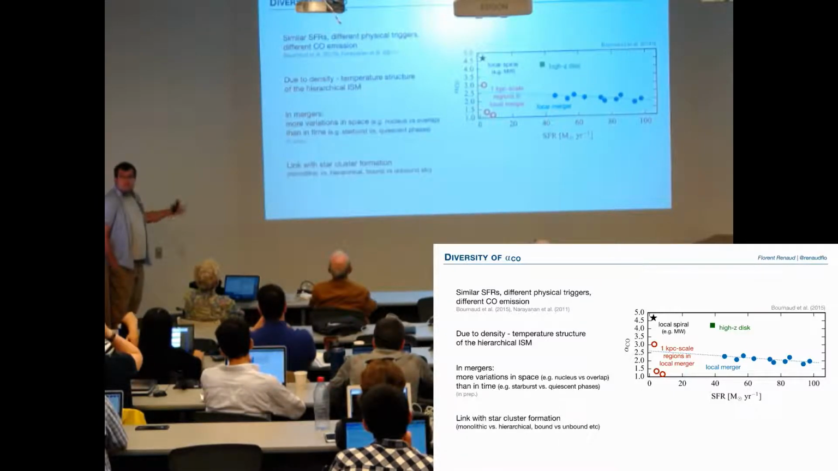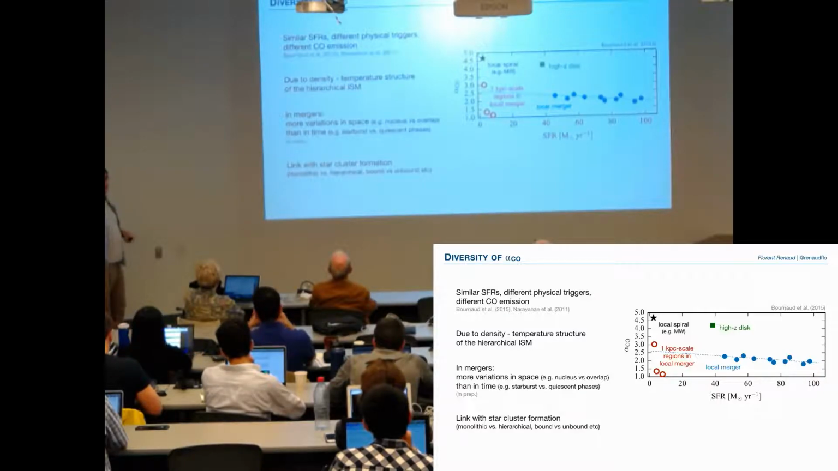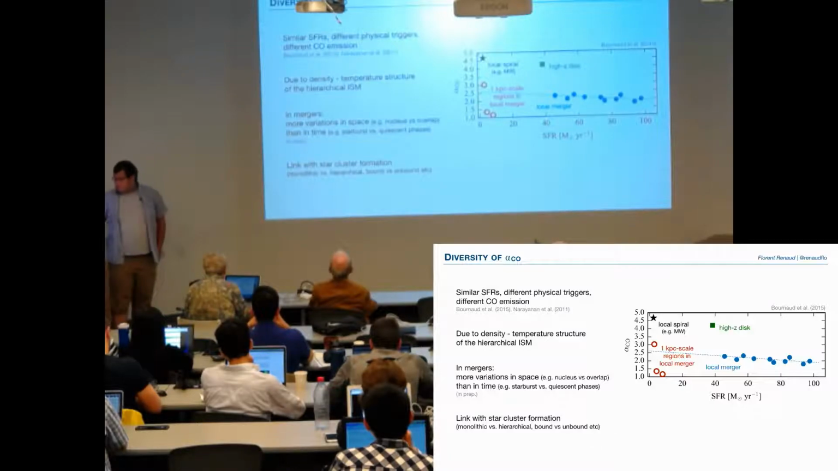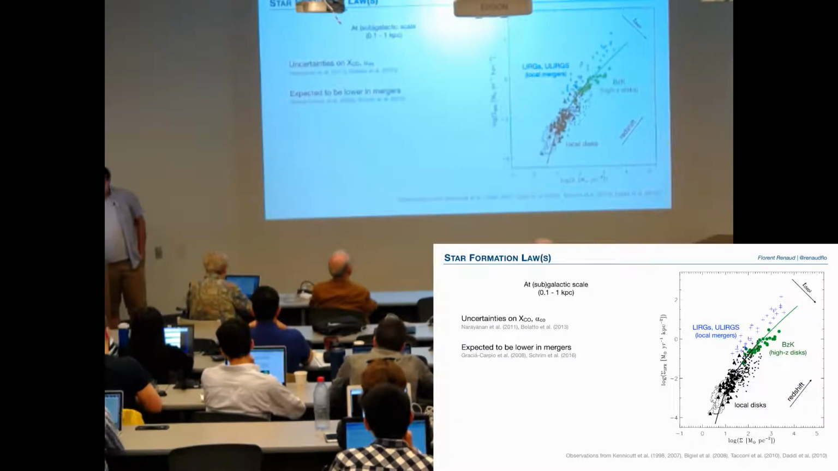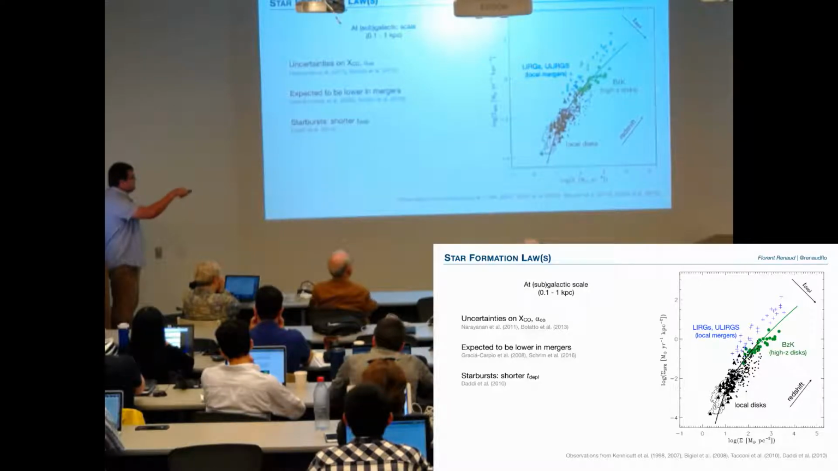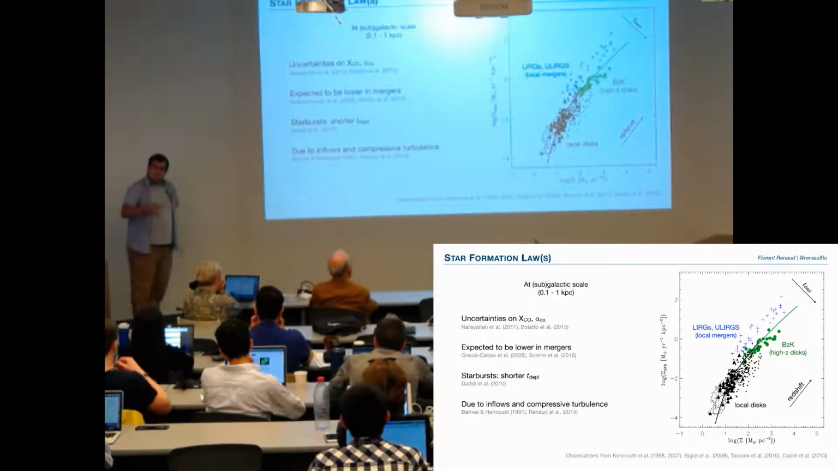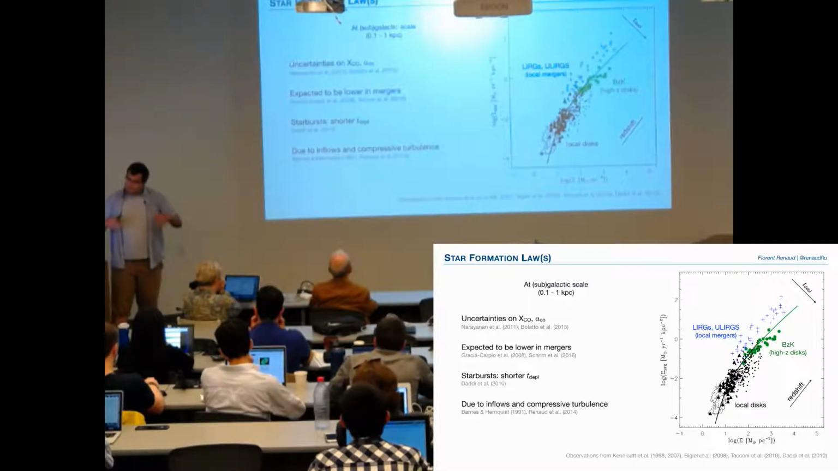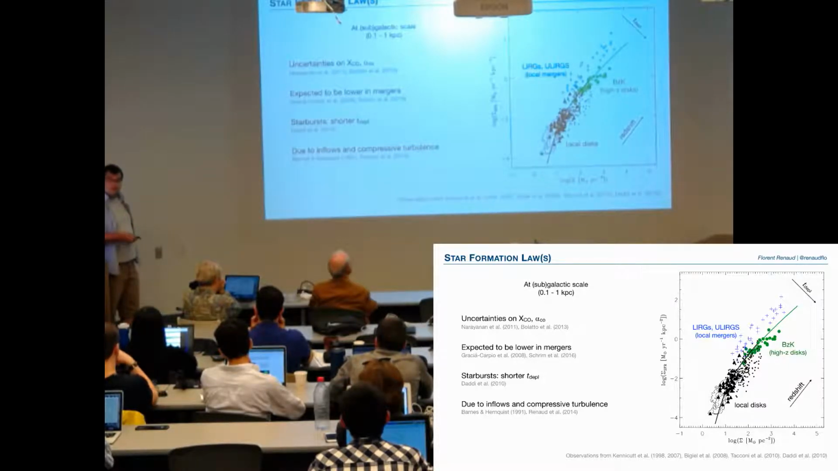All this is linked with the structure of your ISM and therefore with the formation of star clusters. Do they form in a monolithic way or in a hierarchical way, when they merge substructures, subclusters? Do they form unbound or bound? What is the fraction of both? And if we go back to the star formation laws, then starbursts, of course, have a shorter depletion time, so they are above, even with all the uncertainties, even if you are conservative. You are not on the same relation as disks. And this is due to inflows, nuclear inflows toward the center of your galaxy, all the gas piling up there, and also due to compressive turbulence, like it has been mentioned briefly before.